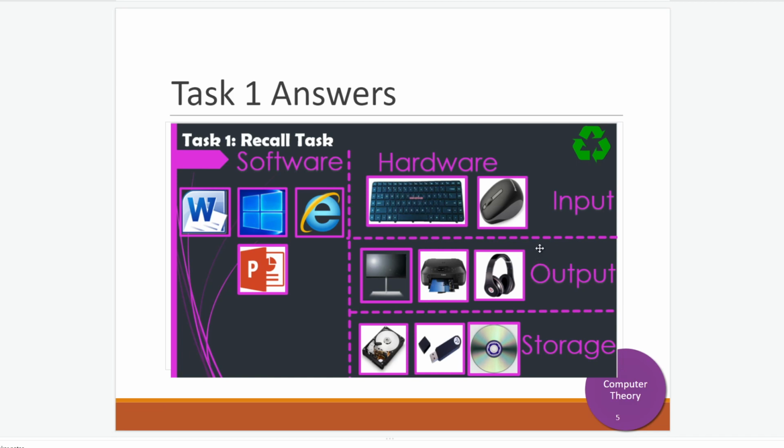And on the hardware side, we've got keyboard and mouse as inputs, because that lets us control the computer and input information into it. We've got this monitor, a printer and headphones, because they all take information that's within the computer, such as an image to a screen or onto paper through a printer, and sound through a headset. And then storage, we've got a hard drive, a USB stick and a disk or DVD of some kind that works similar to a hard drive, but obviously it's limited use and we can take it out and it's quite portable.